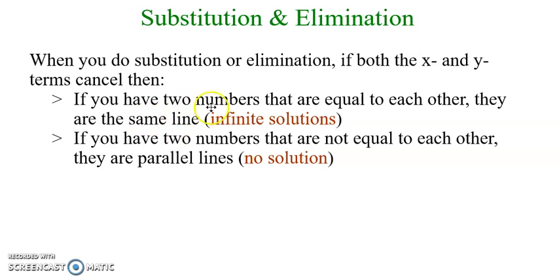4. So if the two numbers are the same, they're equal to each other, then that tells us that we have the exact same line, and so we have infinite solutions. If those two numbers are not equal to each other, let's say it says 7 equals 4, we know that that's not true. So that tells us that there is no solution because we have two parallel lines.